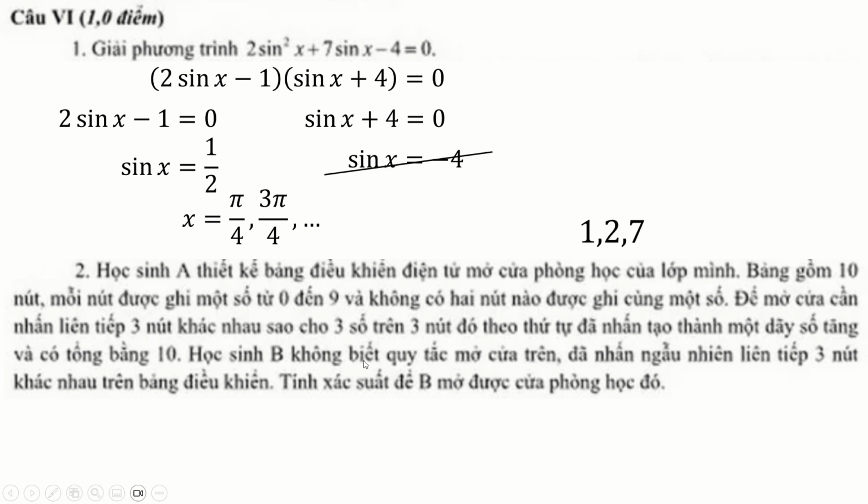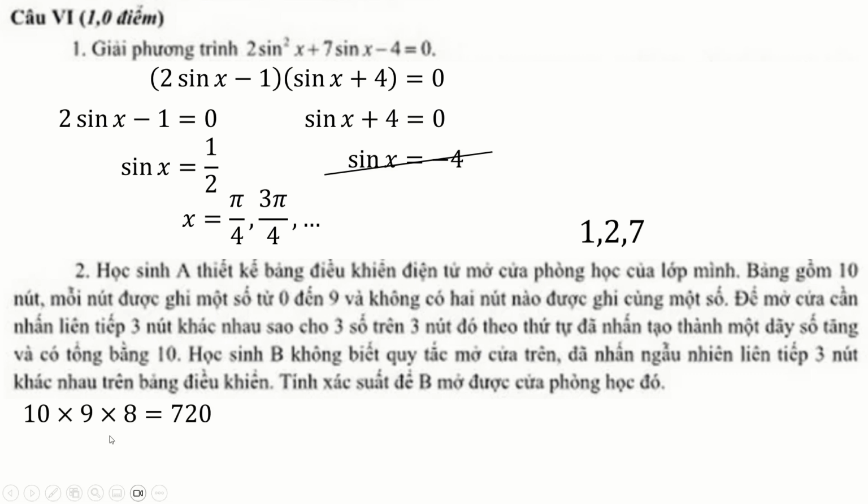Then it says student B comes along and just randomly tries to open the door by typing in 3 different numbers. What's the probability that he manages to open it? Well, the number of things you could type in, you've got 10 numbers to choose from. So if you're just doing this randomly, 10 choices for the first, he's selecting different ones each time.